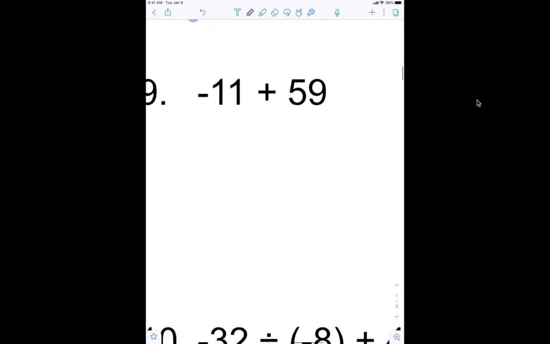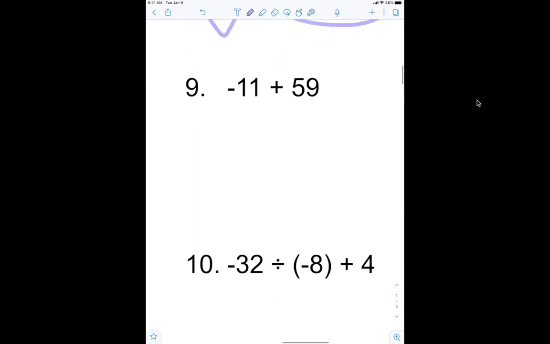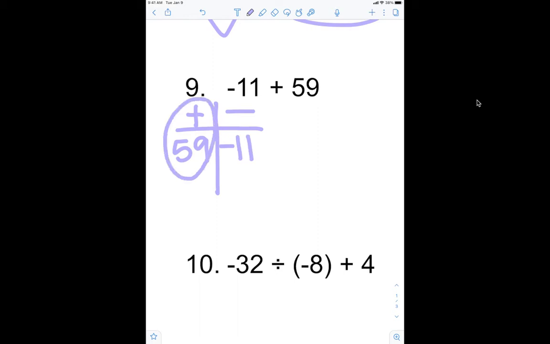Okay, number 9. Geez, they're being easy on you. So we've got one step again. I'm just adding, so I don't need to really use GMDOS. It's just one step, and it's adding integers. So I've got to do team positive versus team negative. I've got positive 59 and negative 11. Well, 59 obviously wins. They're the winning team.